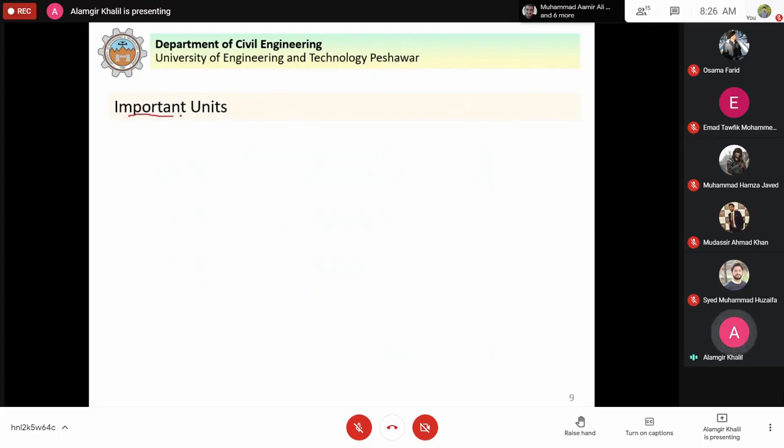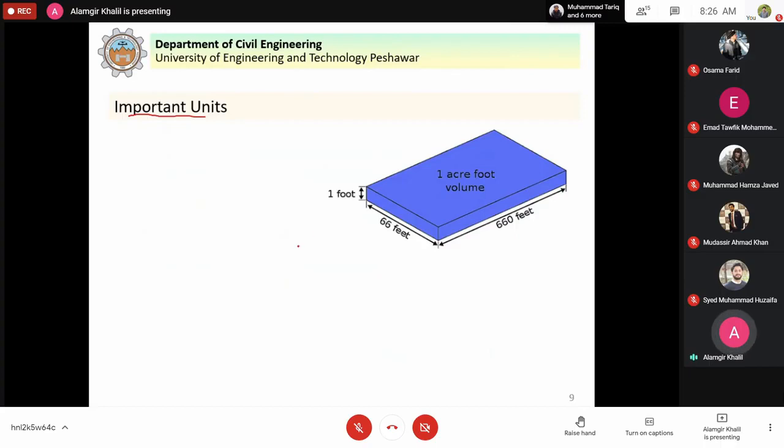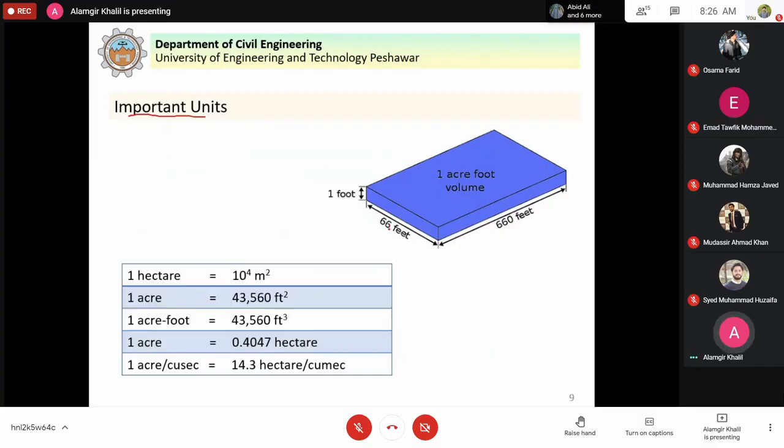Next, we discuss some important units. So we discuss the acre foot. You can see here that we have this 66 by 660. So this is the area. 1 acre has this much square feet. 1 acre is equal to 43,560 square feet. So 66 multiplied by 660 feet is equal to 43,560 square feet. So 1 acre is equal to this much square feet area.